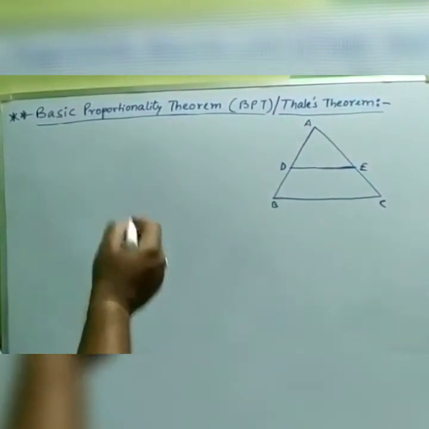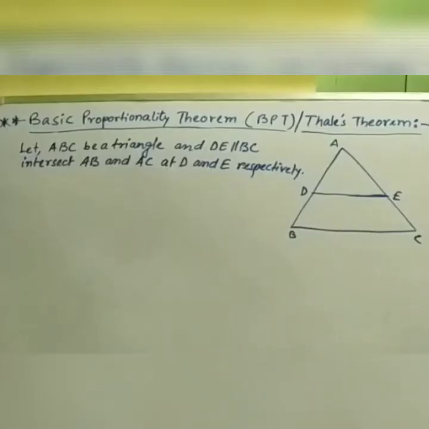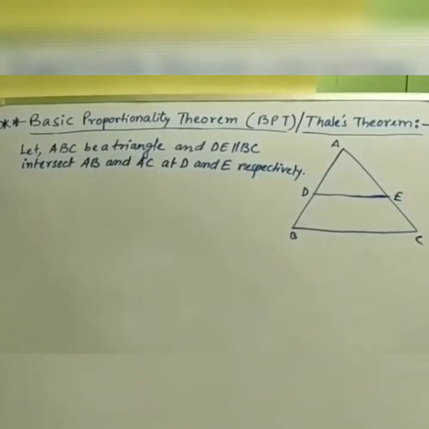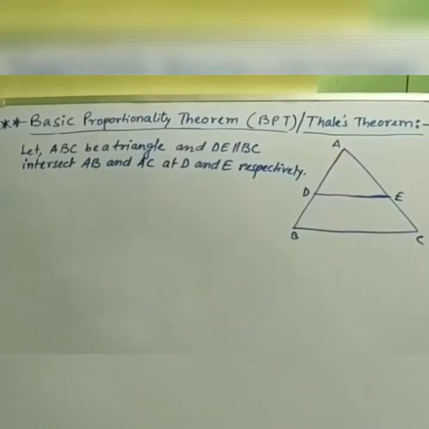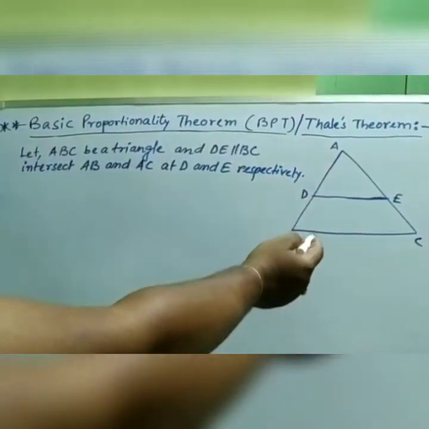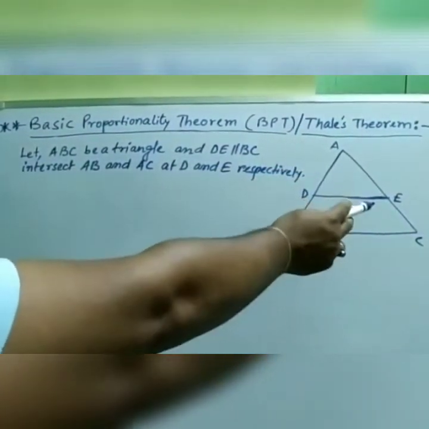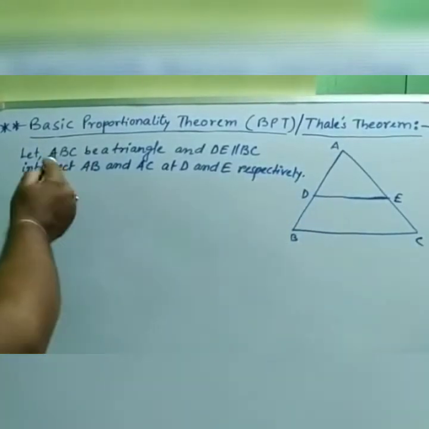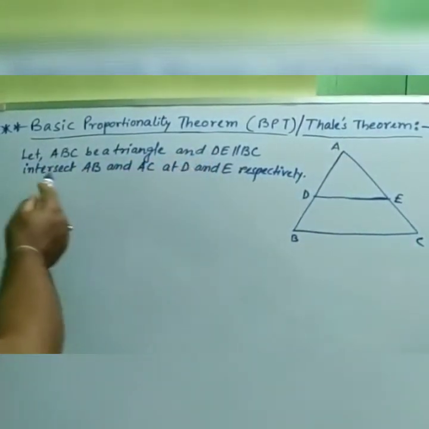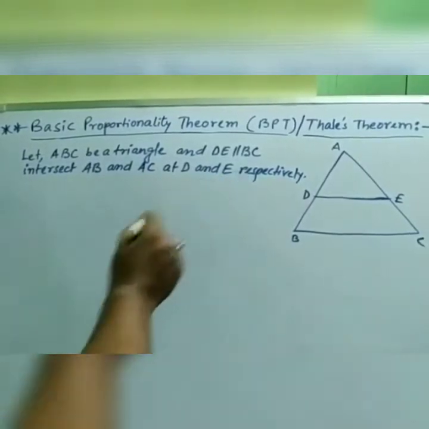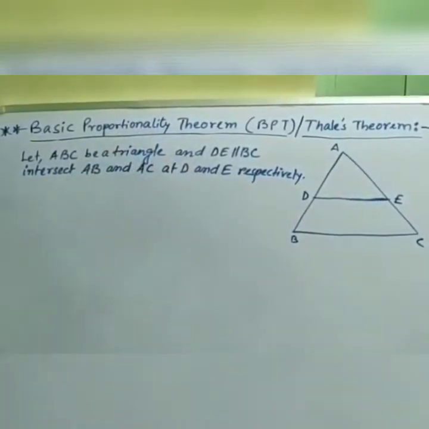So we will write the given statement. Let ABC be a triangle that we have taken, and we have taken a line DE which is parallel to BC and which intersects the two sides AB and AC at D and E. So we have written, let ABC be a triangle and DE parallel to BC intersect AB and AC at D and E respectively. So this is by the given statement.